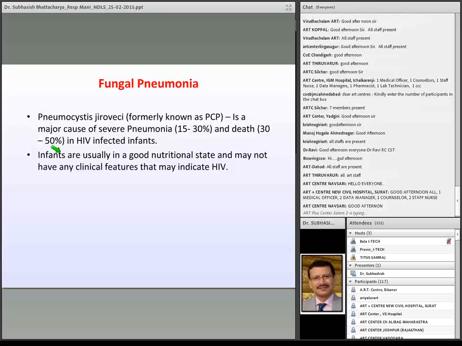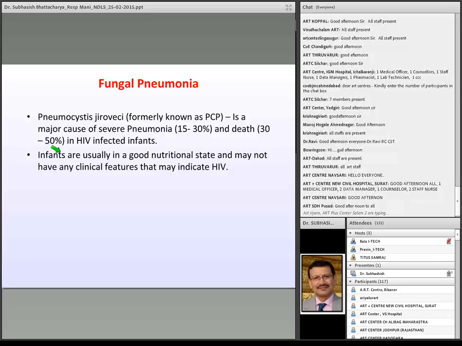Regarding fungal pneumonia, Pneumocystis jirovecii, formerly known as Pneumocystis carinii, is a major cause of severe pneumonia in up to 15 to 30% of cases, with death in up to 30 to 50% of HIV infected infants. So it is a very important cause of death in infants. Infants are usually in a good nutritional state and may not have any other clinical feature that indicates HIV, so it is very difficult initially.